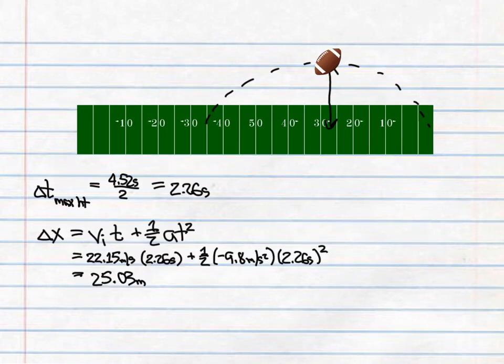So by substituting Vy as 22.15 meters per second, acceleration is negative 9.8 meters per second squared, and the time to the peak is 2.26 seconds, we get a height of 25.03 meters, which is about 82 feet.